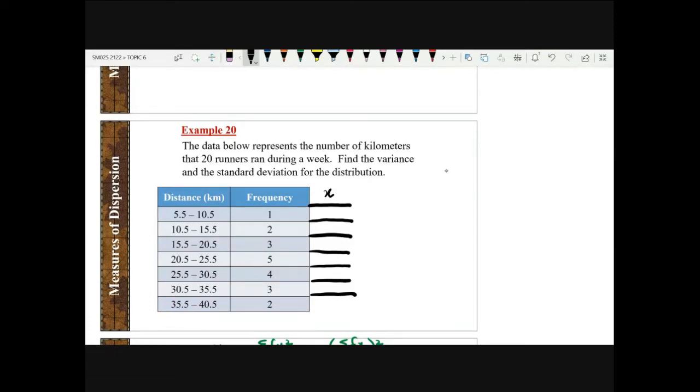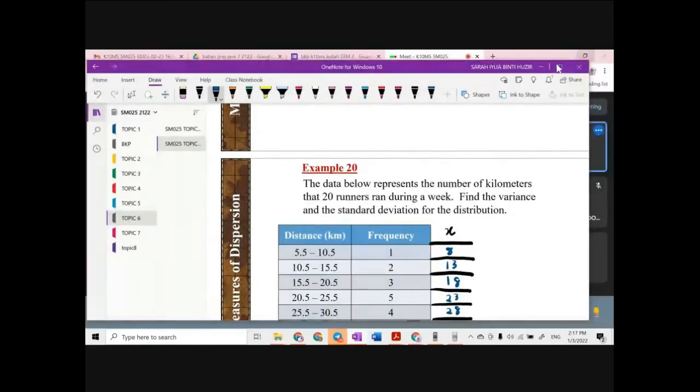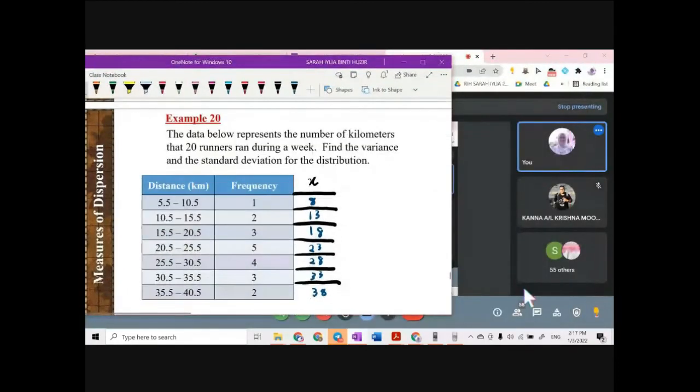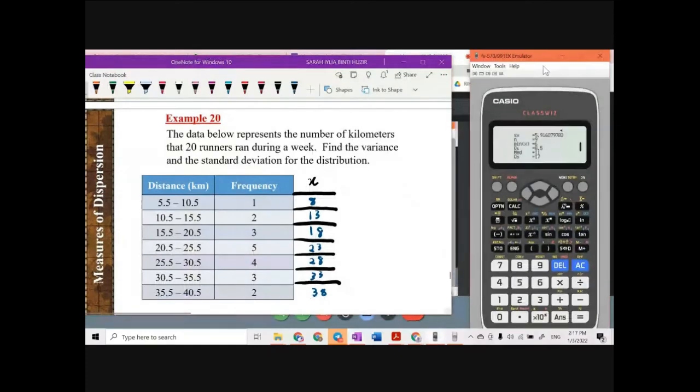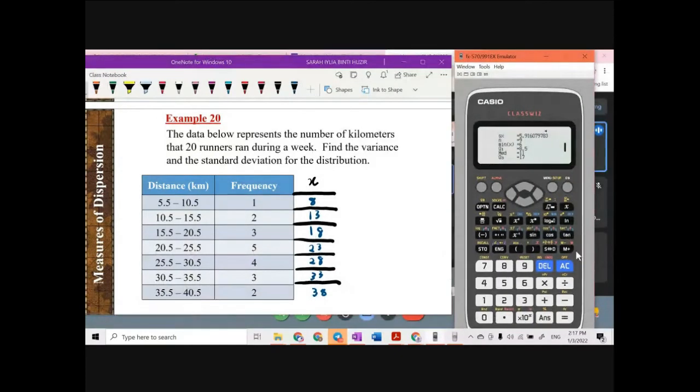So remember midpoint upper boundary plus lower boundary divided by 2. So carilah satu-satu kat sini. So kita akan dapat apa tu? First one should be 8 and then 13, 18, 23, 28, 33 and last one would be 38. Okay, that is our midpoint. Okay, now we may compute all of this into our calculator. Sekejap ya, saya kecilkan balik skrin. Okay, kita masuk balik dalam calculator, the new data.